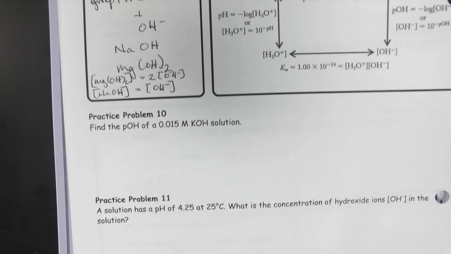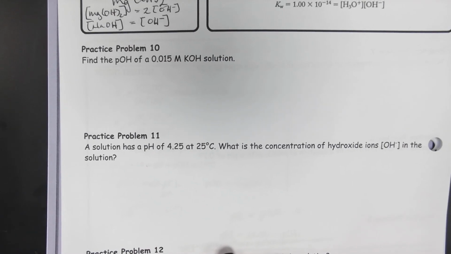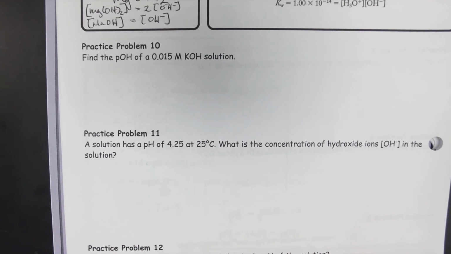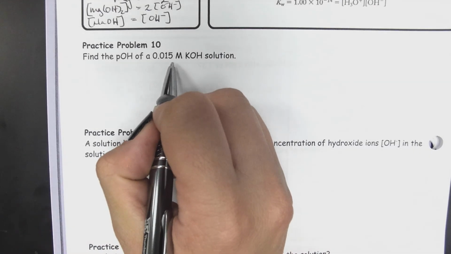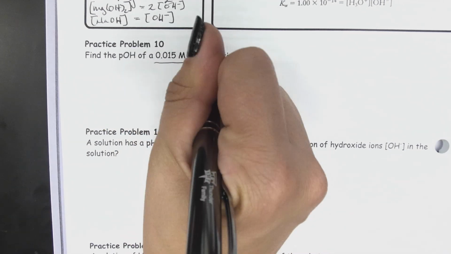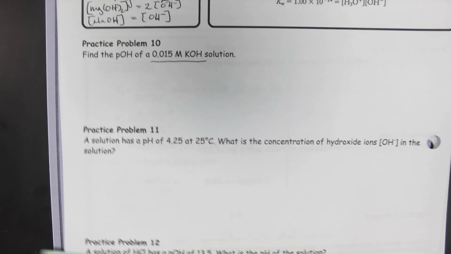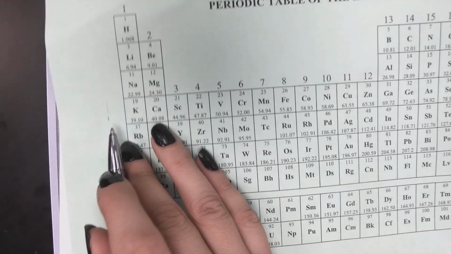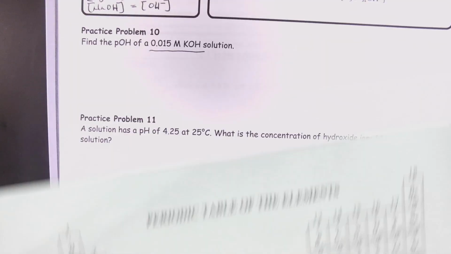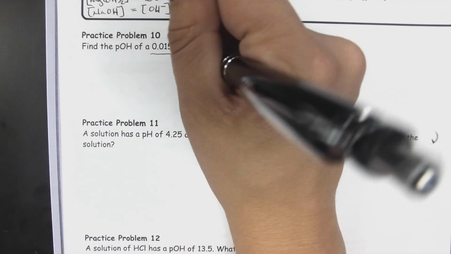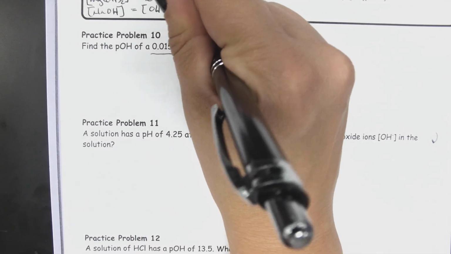All right, let's do practice problem 10. Find the pOH of the 0.015 molar KOH. K is a group 1 metal, and it has hydroxide with it. So this guy is a strong base.